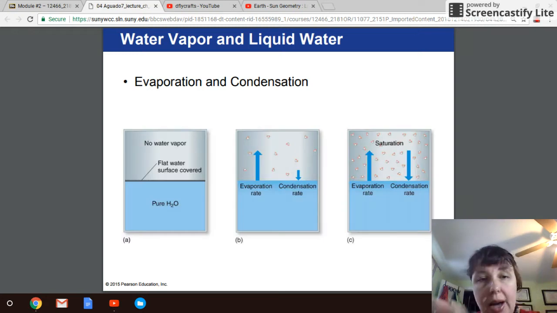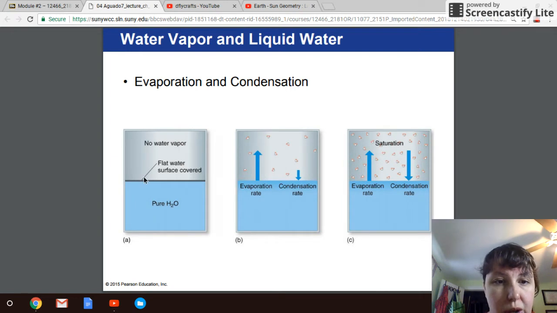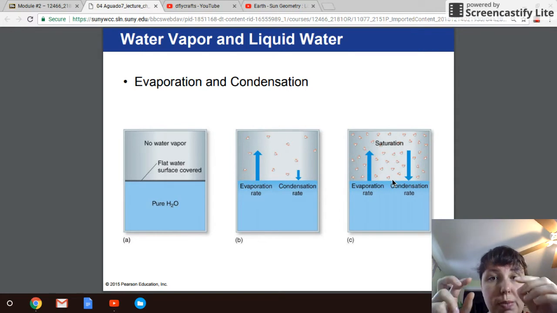So evaporation and condensation, we more or less know what these are, but in this picture, one has no evaporation or condensation. This one has some evaporation and condensation. And at saturation, evaporation and condensation are exactly balanced. They are at 50-50, which means every time a water droplet evaporates, another water droplet condenses, going back into a solid or liquid form. That does not mean gravity is pulling it down.